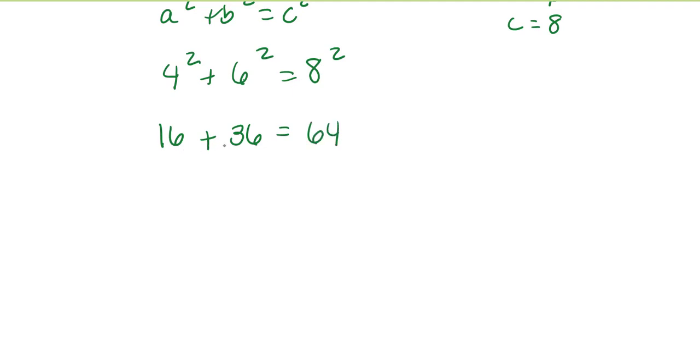Well, if we add 16 plus 36, that's 52. And then we can ask, does that equal 64? And the case is, it does not equal this. So this is no, because these are not equal. So this is not a right angle triangle.